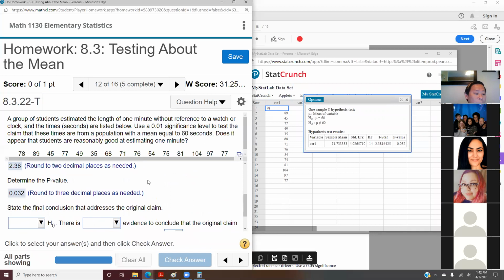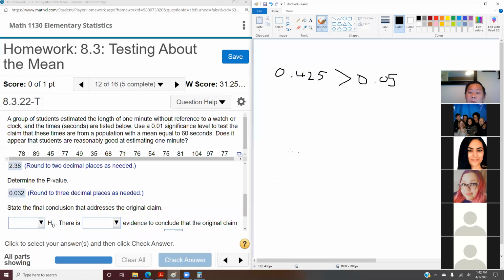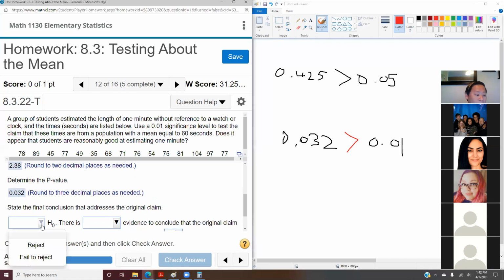And now you're looking for your friend. So the p-value is 0.032, and my alpha significance level is 0.01. Can someone tell me, is this number less than or greater than? Greater than. So do you fail to reject or reject H0? Fail. You will fail to reject H0.